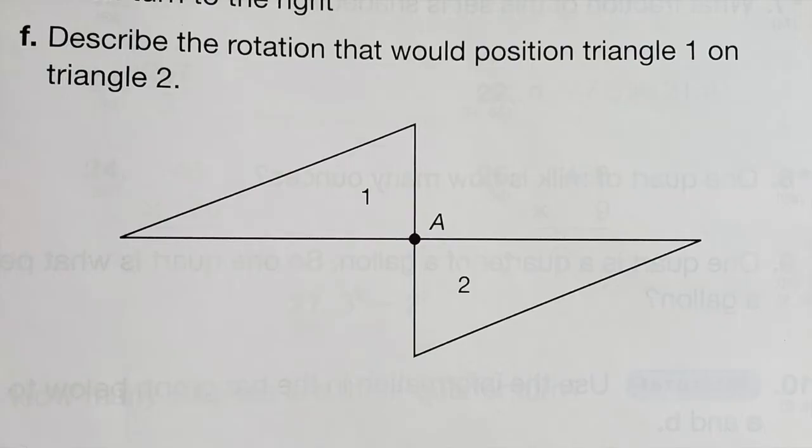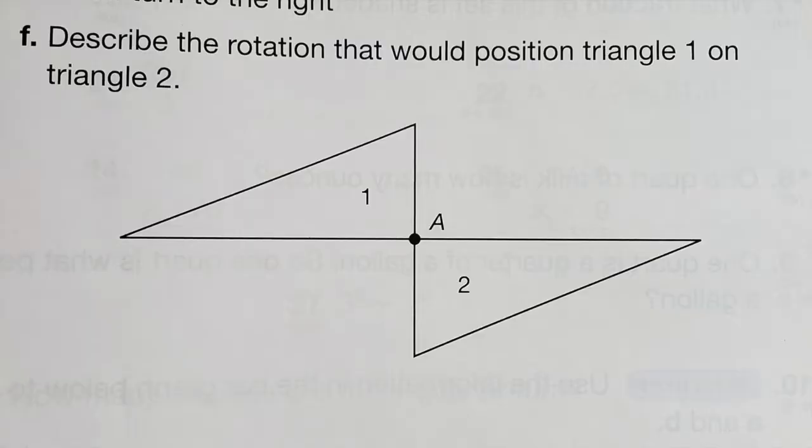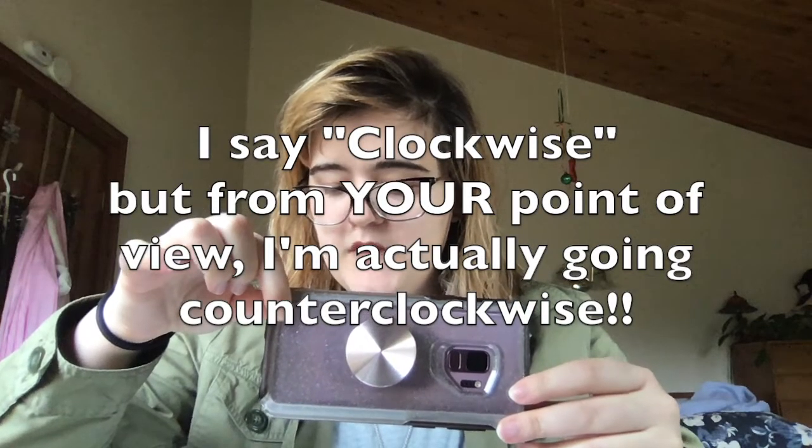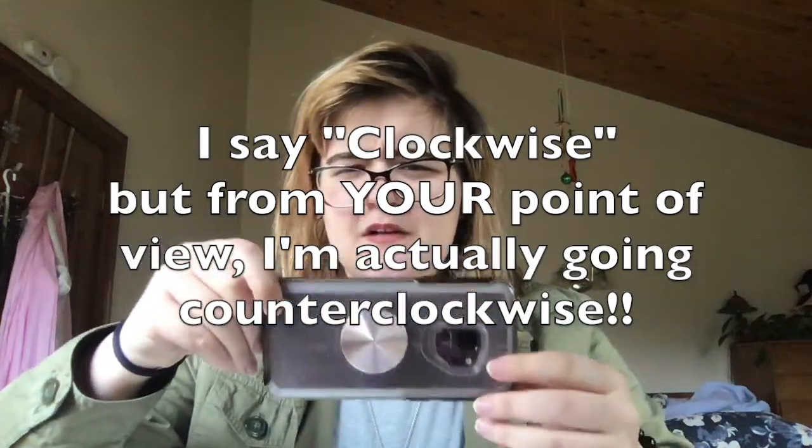And then this last one that I just want to do, just to drive it home. Describe the rotation that would position triangle 1 onto triangle 2. So again, we have a point, and this time it's also point A, that is hinging our triangles together. How much would we rotate triangle 1? Let's see, which way do we want to go? I want to go clockwise. I don't know if it's going to show up clockwise when I do it with this, but pretend I'm going clockwise. 90 degrees. My triangle is now upright perfectly.